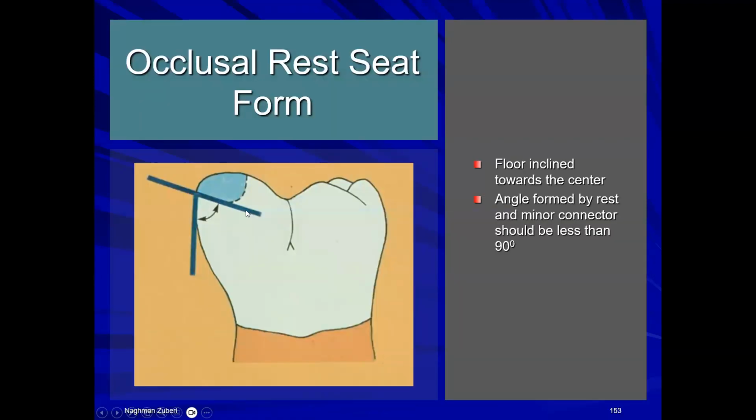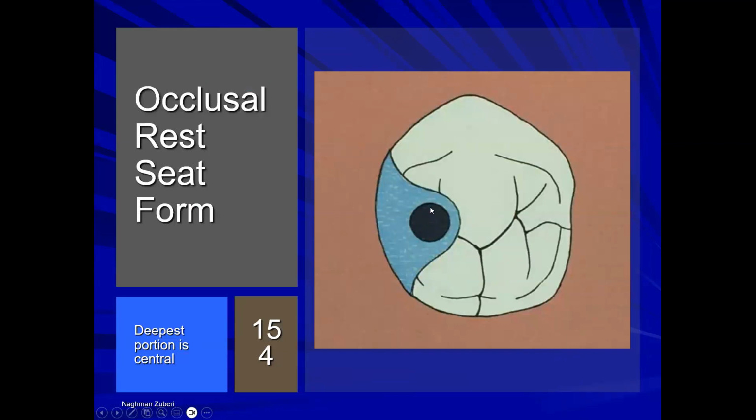And another very important point is as you go towards the center of the tooth, your occlusal rest seat should always be deeper in that area. It should be shallower as you come towards the marginal ridge, and it should be deeper towards the center of the tooth, so that the angle between the occlusal rest and the minor connector should be less than 90 degrees. Otherwise, it's not going to be retentive, and it is not going to be a positive occlusal rest. That's how it should be deep in this area.